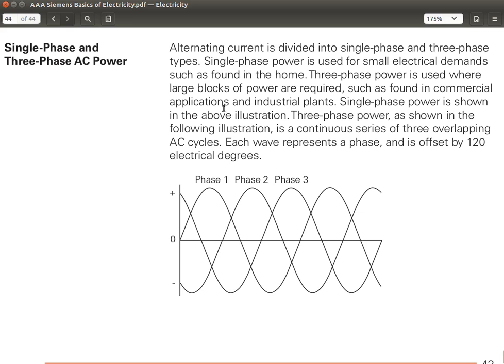3-phase power, as shown in the following illustration, is a continuous series of 3 overlapping AC cycles. Each wave represents a phase and is offset by 120 electrical degrees.